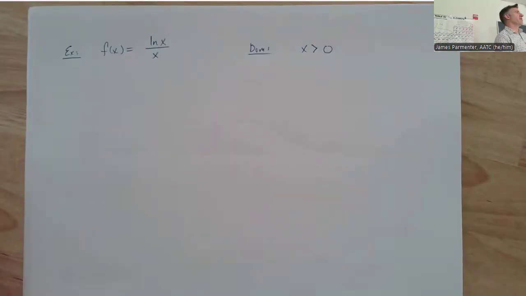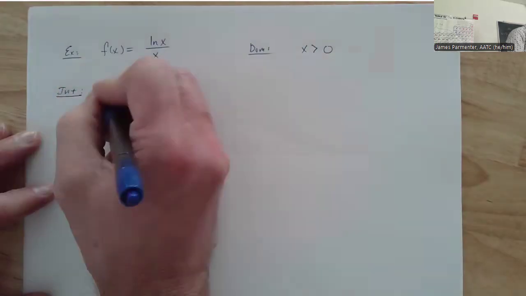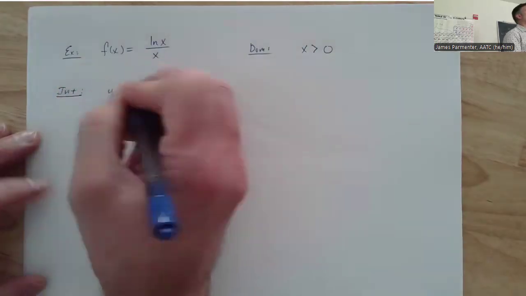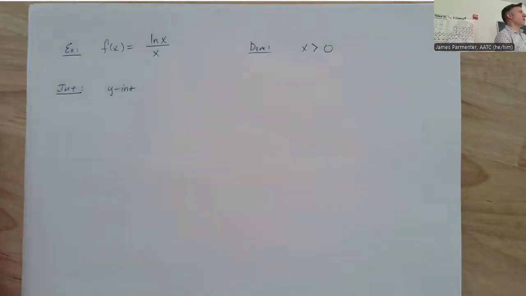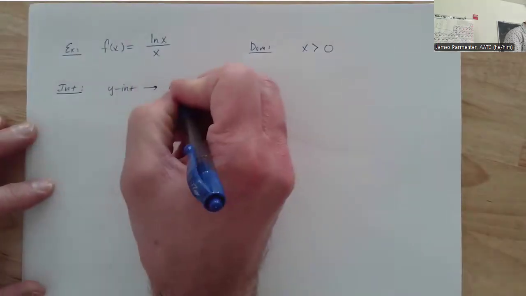Let's talk about the intercepts. So the y-intercept, we shouldn't even talk about because we can't have one. You find the y-intercept by setting x equal to zero, but we're not allowed to. So not possible.